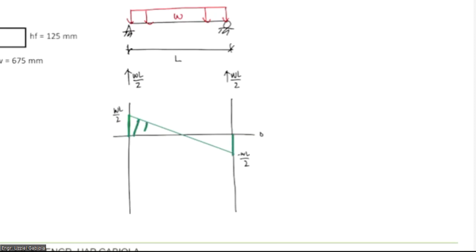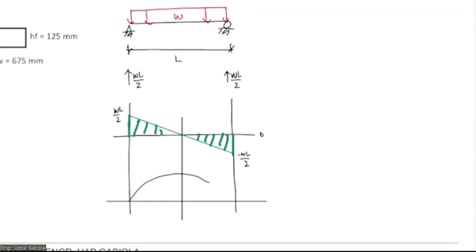So this is our shear diagram. For our moment diagram, the maximum moment is located where the zero shear happens. So our moment, since this is a linear curve, or a triangle, the next is a parabolic curve.